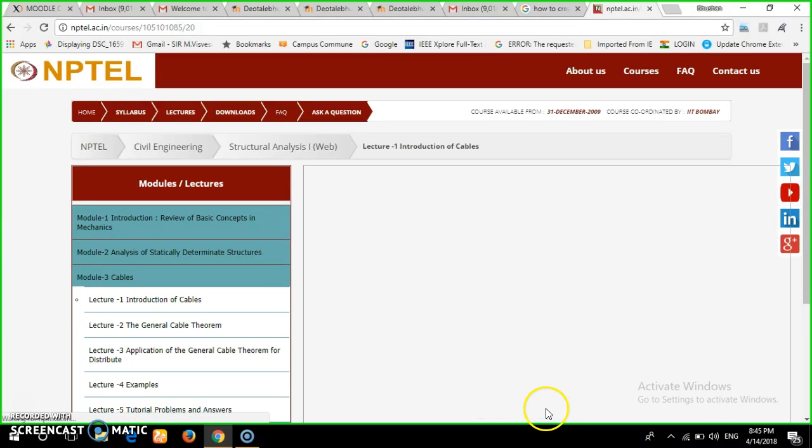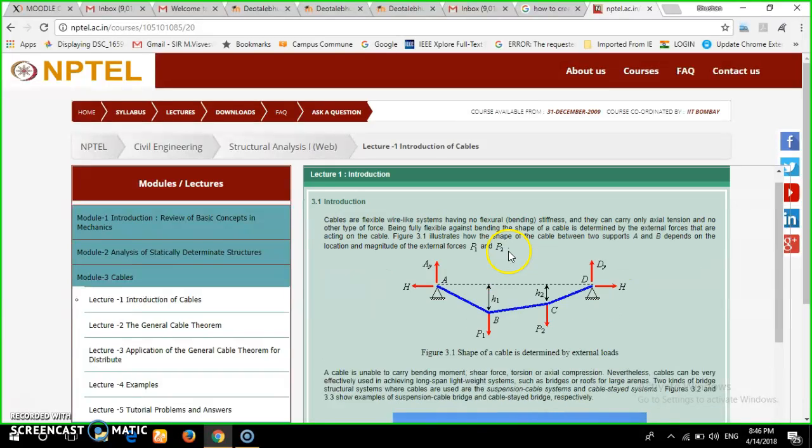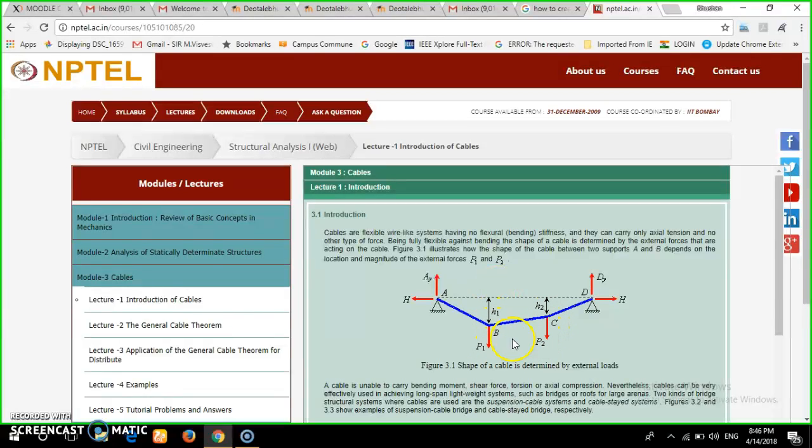from the introduction to cable part, in that cables are nothing but the flexible wire systems having no flexural stiffness, that is bending, and they can carry only axial tension and no other type of force, right? So from this figure we can see that vertically it can't handle the pressure. Being fully flexible against bending, the shape of cable is determined by the external forces that are acting on the cable. So from this first figure it very well illustrates the example, right?